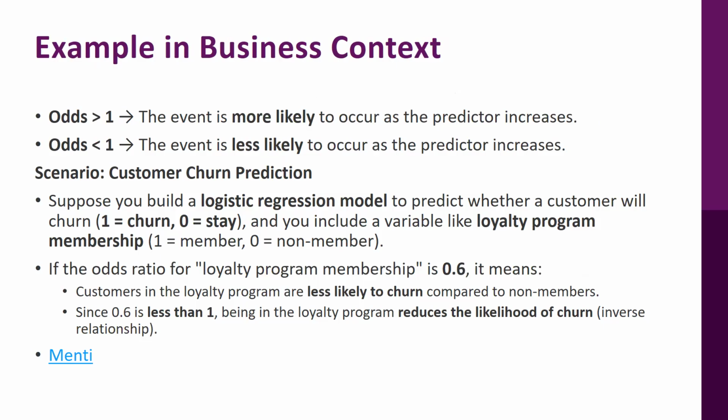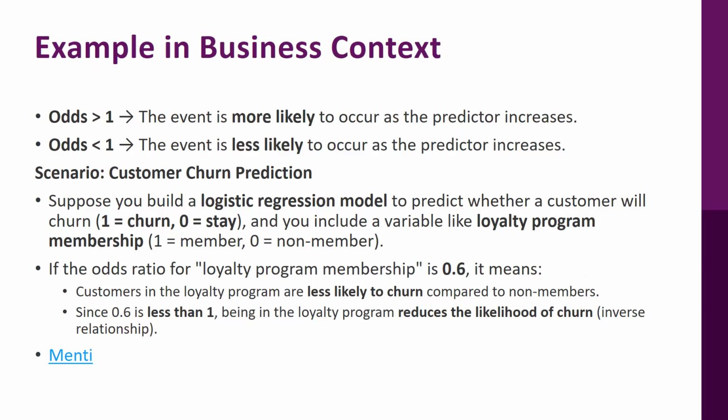Odds basically help us to find out if an event is more likely to occur as the predictor increases or decreases. When you run the regression model, if you find out that the odds ratio of one of the predictors is more than 1, then you could say the event is more likely to occur as the predictor increases. And if the odds are less than 1, then that means that the event is less likely to occur as the predictor increases.